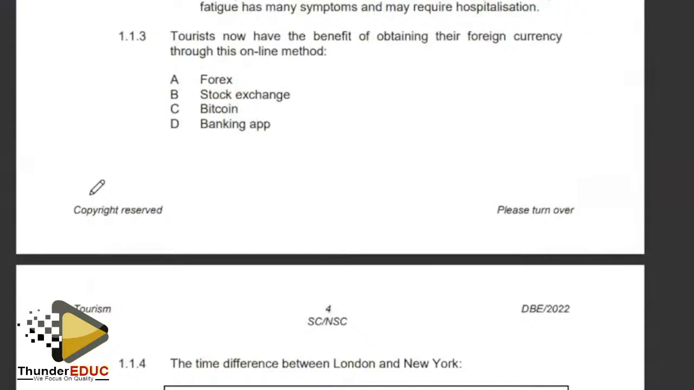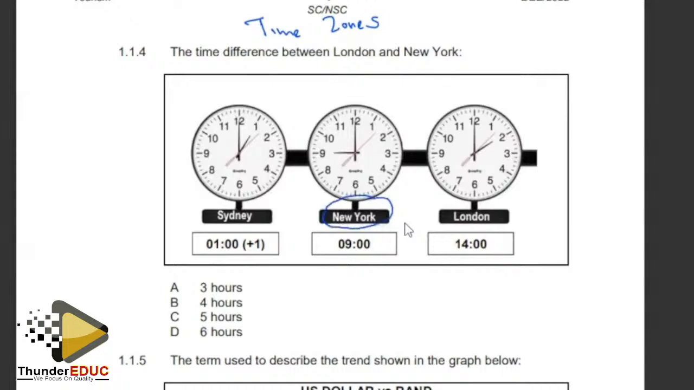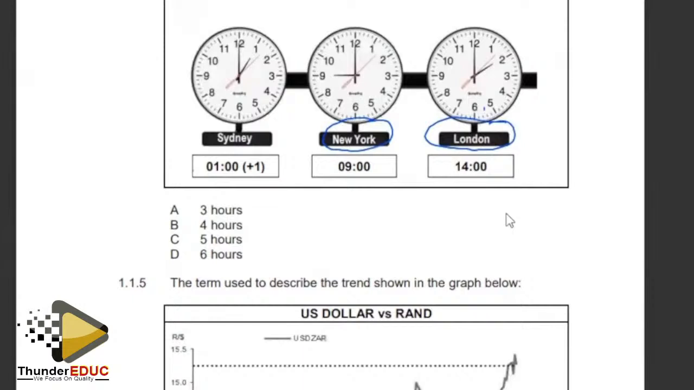Now let's move on to 1.1.3. Tourists now have the benefit of obtaining their foreign currency through this online method. This question falls under the topic of foreign exchange. So we are interested in the second image. Then if you look at the third image, it is actually written London. So we are also going to use the second image. Then the question requires us to calculate the time difference between London and New York.